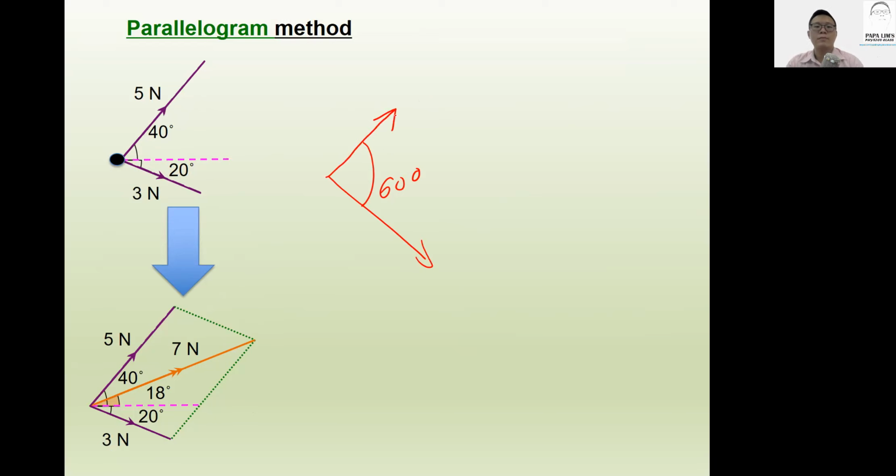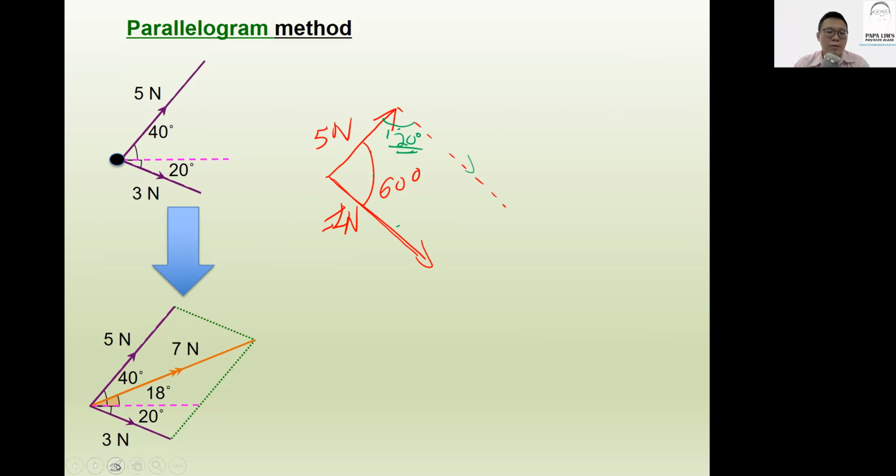The first step consists of labeling 5 Newton and 3 Newton. Then I do the parallelogram method, which is to copy this line onto the other end. Using a slider to form a parallel line, or I can find the interior angle. For example, if I know this is 60 degrees, I will know this is 120 degrees, because these are parallel lines and they are interior angles.